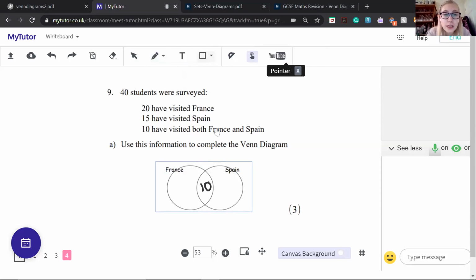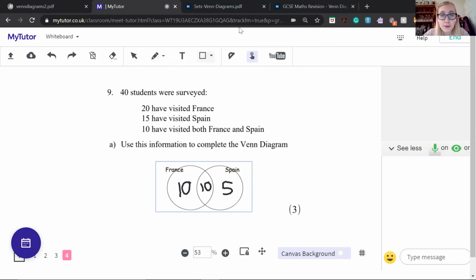Now let's read back up and see what we've got. 15 people have visited Spain, so the total number in this circle has to be 15. So 5 people must have just visited Spain. The total number in this circle has to be 20, because 20 people visited France, so this has to be 10. Of the 20 people who visited France, 10 of them also visited Spain. And of the 15 people who visited Spain, 10 of them also visited France. That's what this means.